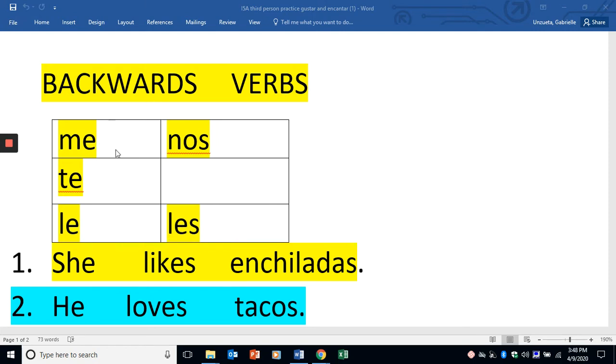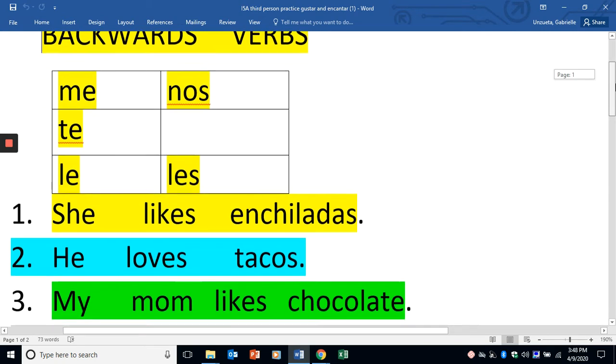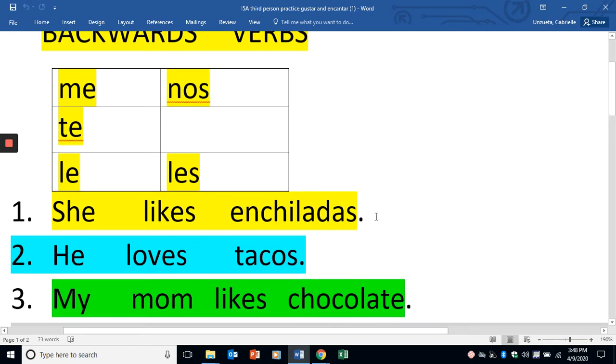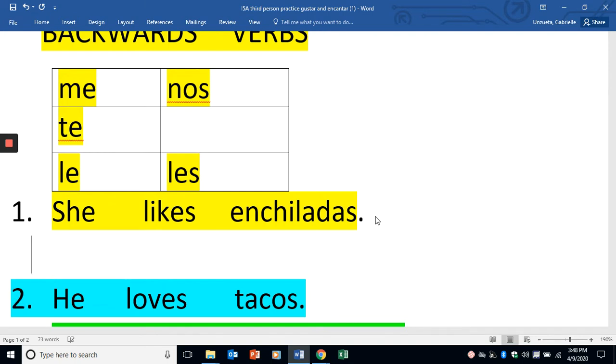So with a backwards verb sentence, you're always going to need one of these 5 choices at the beginning. If you remember, we've talked about the personal a that we need. We always need a personal a at the beginning. Let's just get right into it. And you're going to submit these sentences to me on School Loop, okay? All right. She likes enchiladas.